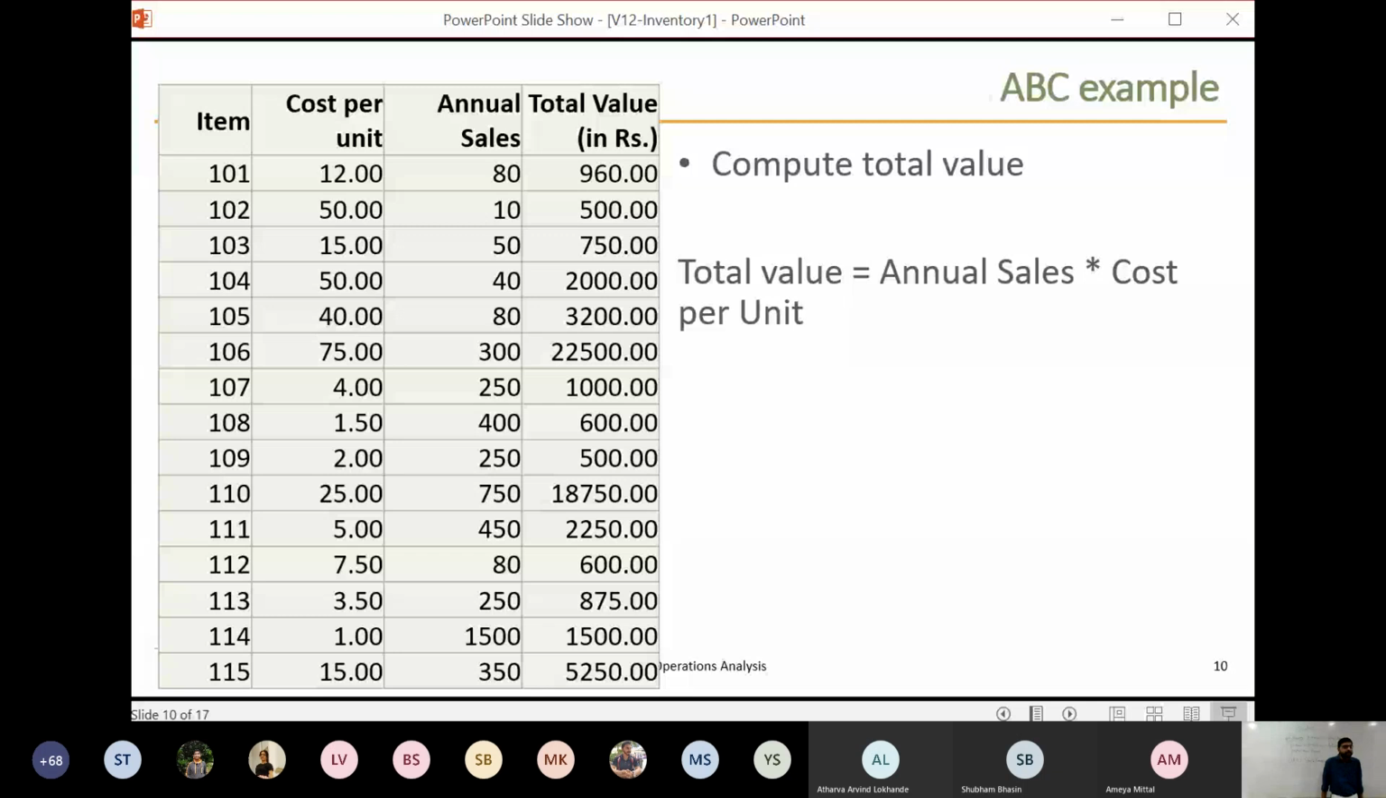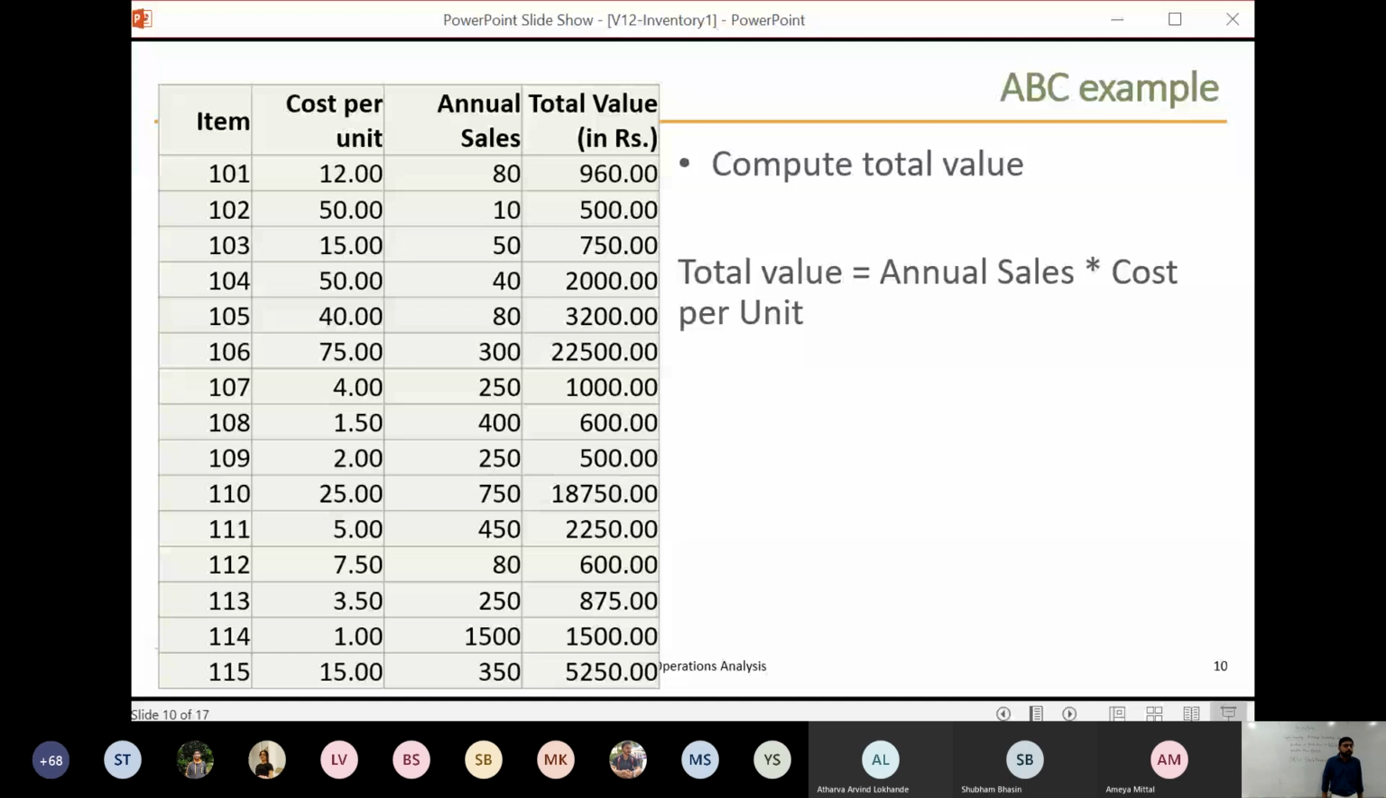But if you look at sales, item 114 is 1500 units, item 110 is 750 units, and item 111 is 450 units. These are the top three. So physically, forget the accounting purpose, imagine a person who's handling inventory. He is moving 1500 units of item number 114 and 750 units of item 110 every year. So he's going to be spending a lot of time moving these inventories, right? So physically, that person on the ground is spending a lot of time on these particular inventories.